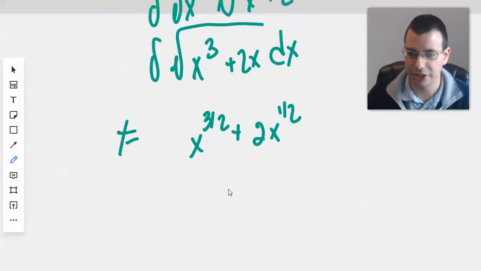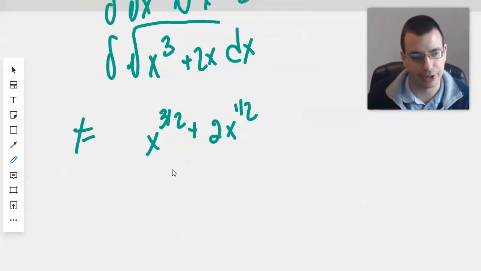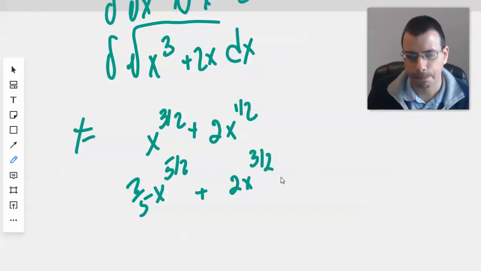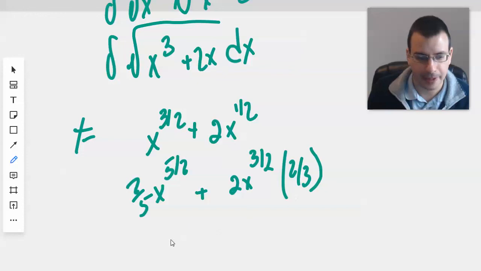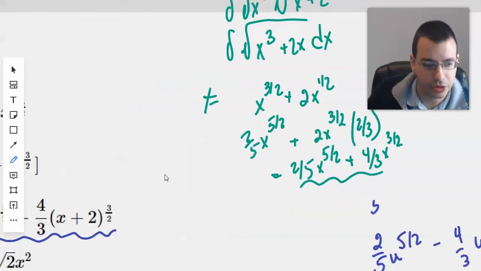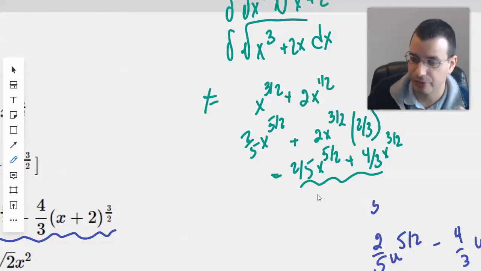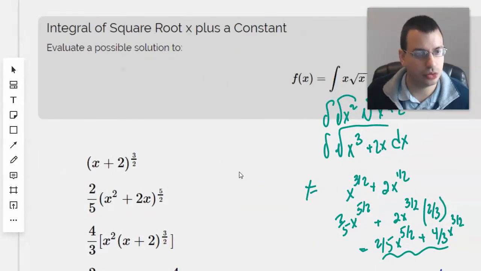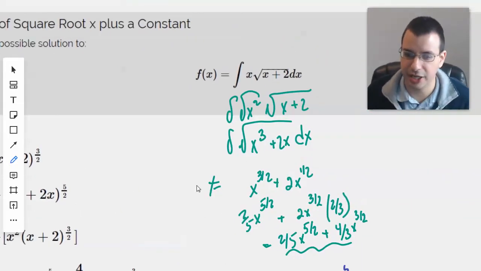But if we went down this terrible road of perdition, we will get x to the 5/2 times 2/5 plus 2x to the 3/2 times 2/3, which would be 2/5 x to the 5/2 plus 4/3 x to the 3/2, which you see is similar to what we had before, but we lose that inner variable, the x plus 2. And that is why we can't go down this path. All right, and that is the solution to evaluate x times square root of x plus 2.